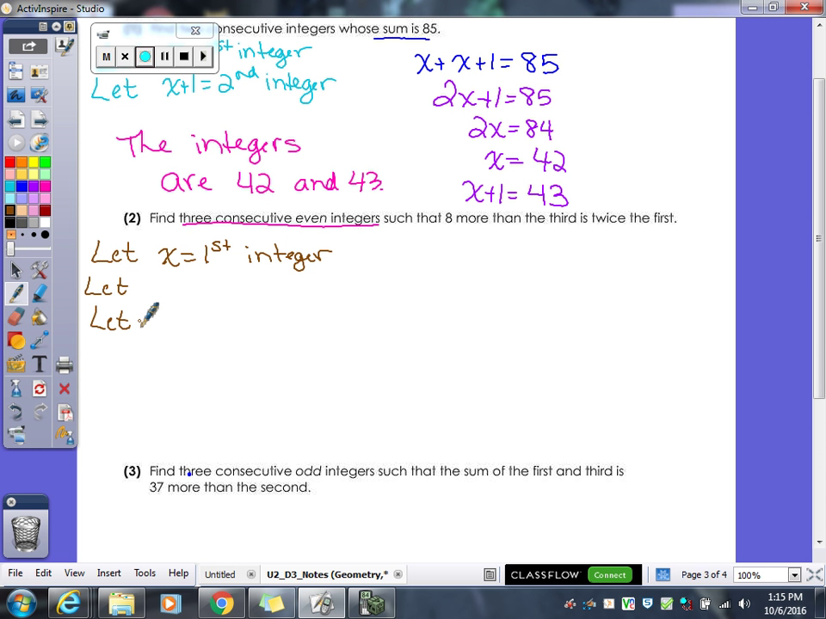So we need 2 more let statements because we have 3 integers, so 3 let statements. What's our second number, Seth? X plus 2, they're even integers. Wait, so what about the last one? Wouldn't you just assume that it's an even integer if it says that? Really? So then what would our third integer be? X plus 4.